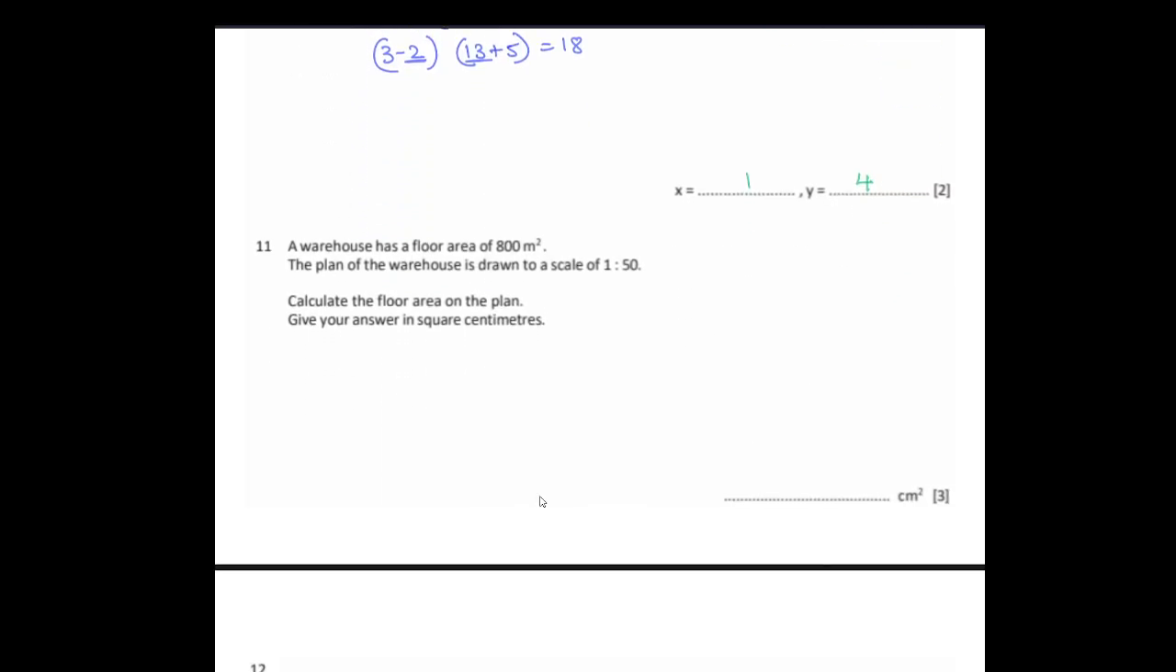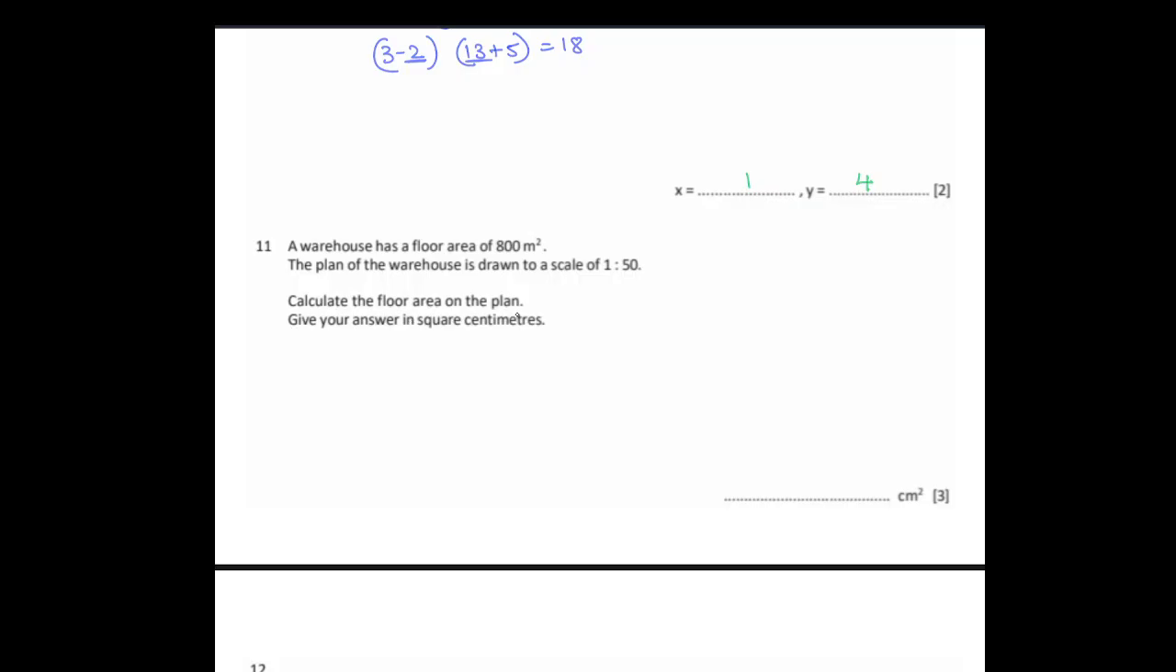Next one. Question number 11. A warehouse has a floor area of 800 meters square. The plan of the warehouse is drawn to a scale of 1:50. Whenever a scale question is given, you need to understand that this is given in centimeters, like 1 centimeter is 50 centimeters, not the area. It is only the scale for a single dimension, like the length or the measurement. The measurement cannot be area. The scale always should be considered with the length or height, that kind of unit is considered in scale.